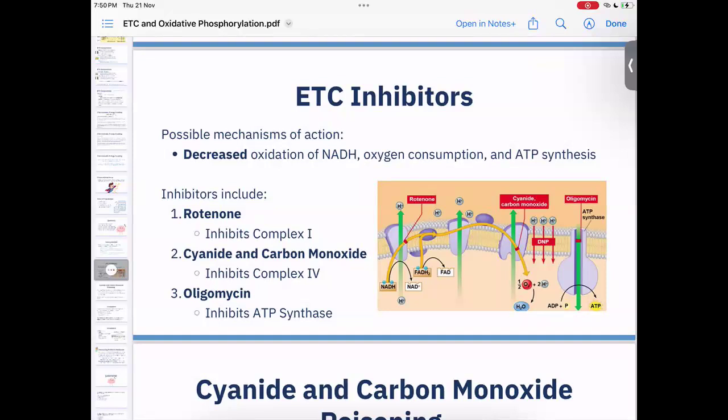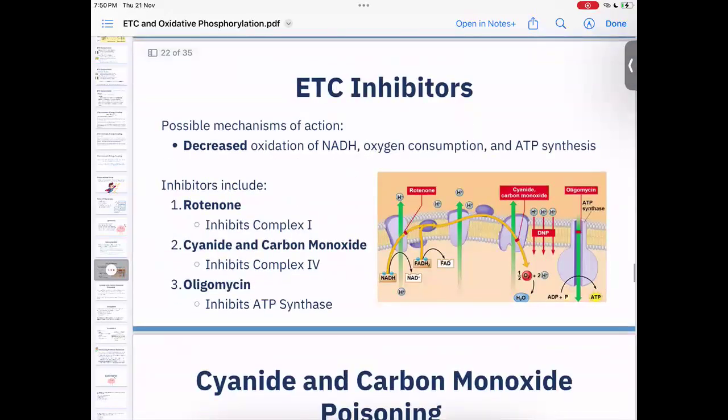And drop off the electrons, they would be unable to. And if I don't have the oxygen taking the electrons at the end from complex 4, then the electrons will remain in the chain and it can't function properly. And then finally, the last way that they can inhibit the chain is by decreasing ATP synthesis.